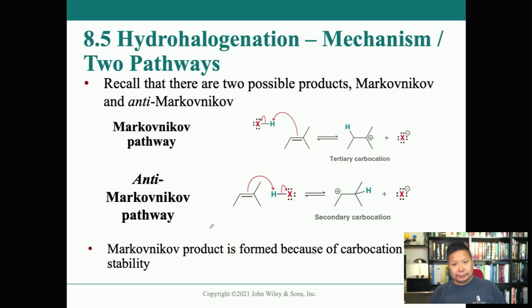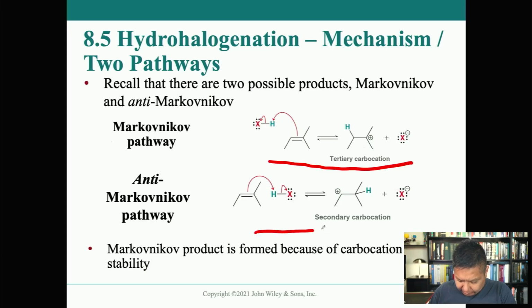Okay, so again, we have 2 pathways when it comes to these addition reactions. Recall that there are 2 possible products, the Markovnikov product and the anti-Markovnikov product. The Markovnikov pathway is this one here, and then you have the anti-Markovnikov pathway, which is in here.